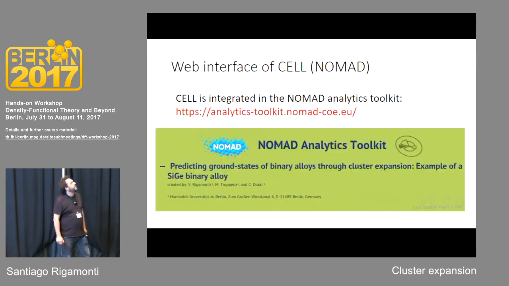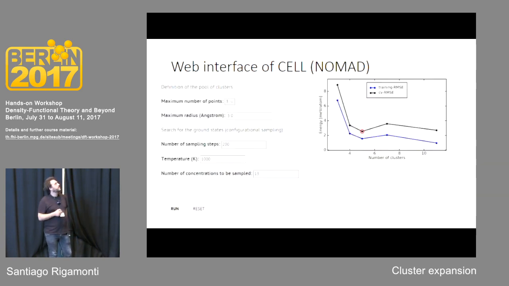Also, there is now a web interface for the code CELL in the NOMAD Analytics Toolkit. You can look at it here. So basically, there is a tutorial for an example of a silicon germanium binary alloy. You can set your parameters: what is the maximum number of points in your cluster, what is the maximum radius, how many sampling steps you want to perform, the temperature of your sampling, and so on.